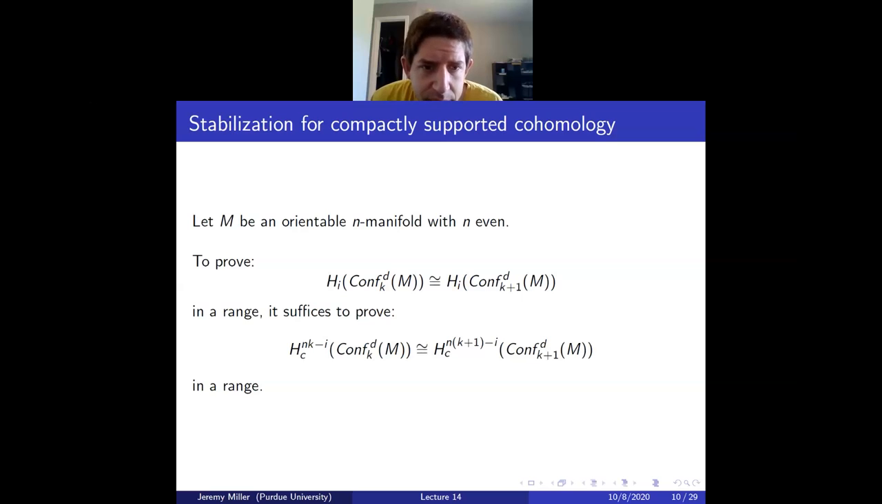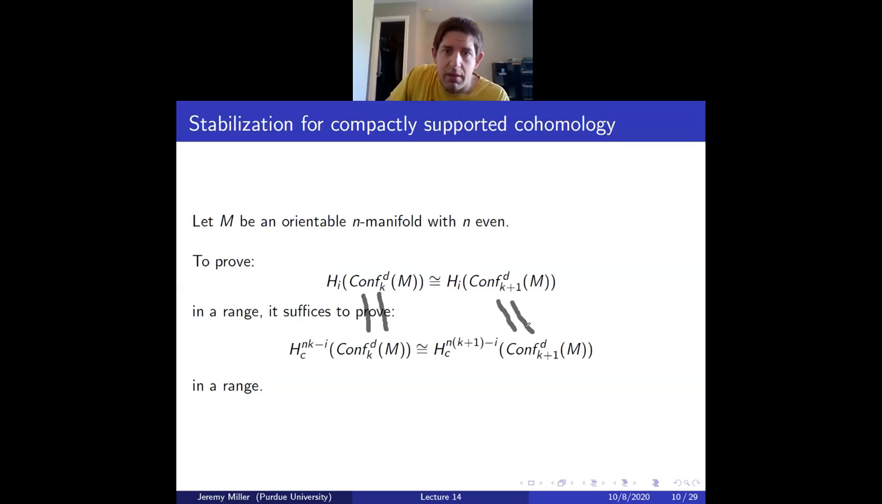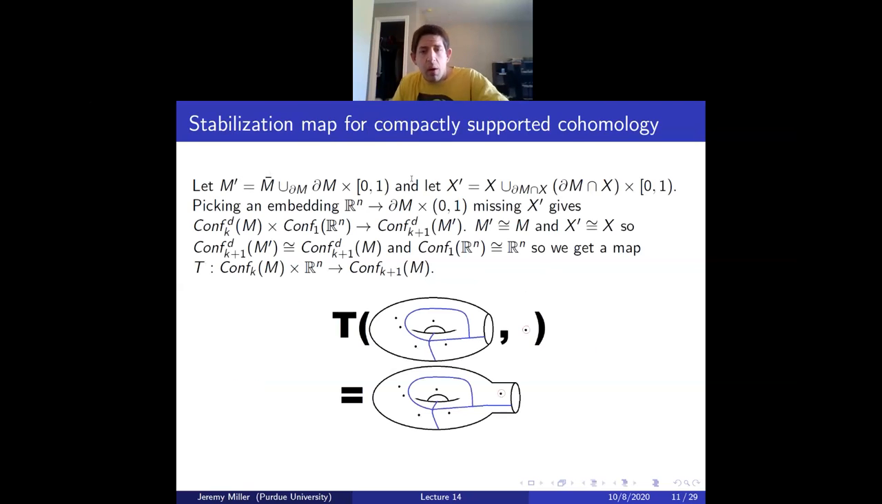It doesn't summarize what I said. So the point of this slide is we're saying that if M is an orientable manifold, or an orientable even-dimensional manifold, then the configuration space is going to be a manifold. So to prove the homology of the configuration space stabilizes, it suffices to prove that the compactly supported cohomology stabilizes. Because Poincaré duality gives us that this group is isomorphic to that group, and this group is isomorphic to that group by Poincaré duality. So we just need to show this equal sign to prove that equal sign. Yep, similar to last time.